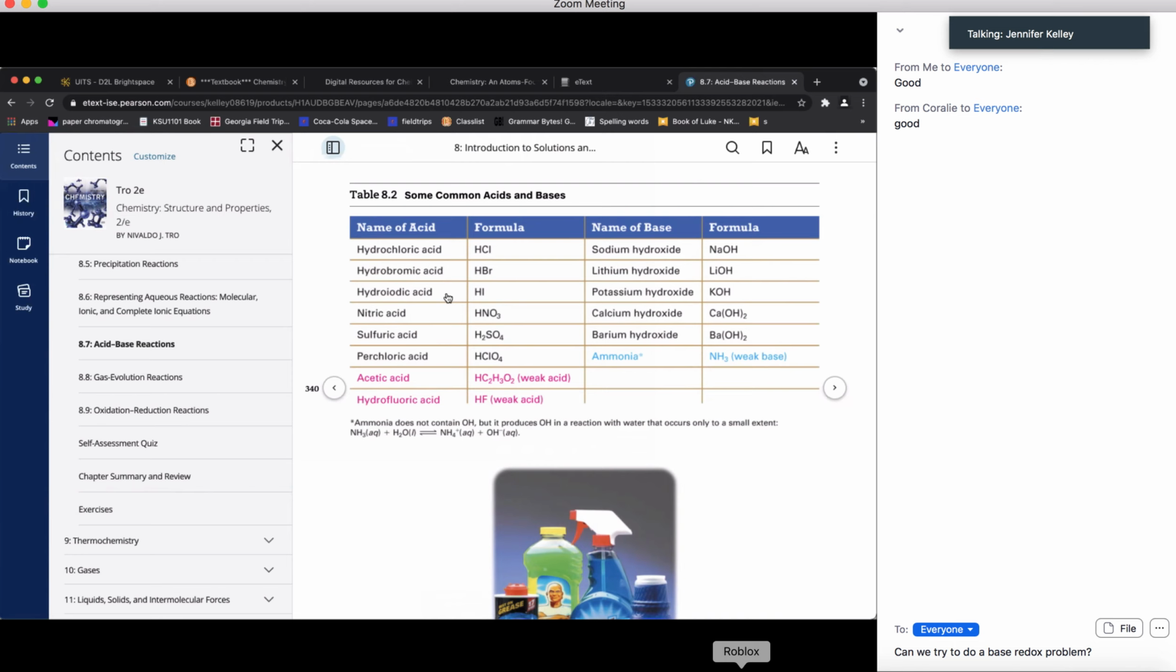And then there's acetic acid is weak. That one's easy to remember because acetic acid smells like vinegar. And to me, vinegar seems like a weak cleaning solution. It probably isn't, but it just feels that way to me.